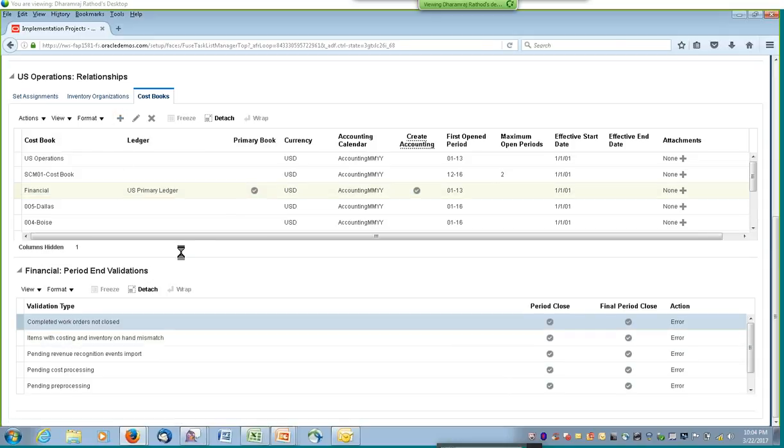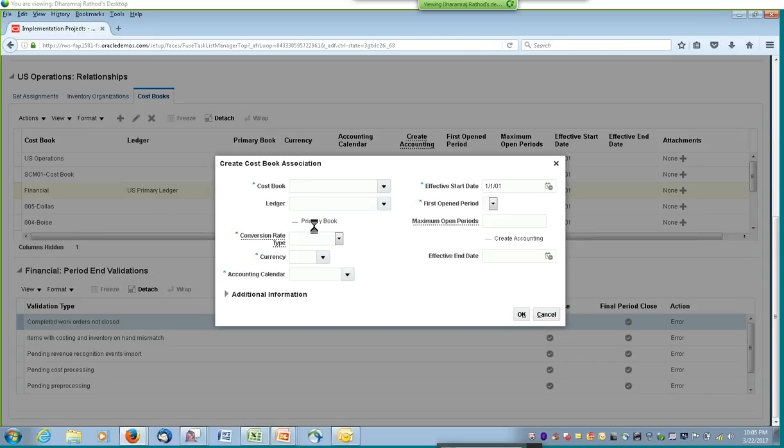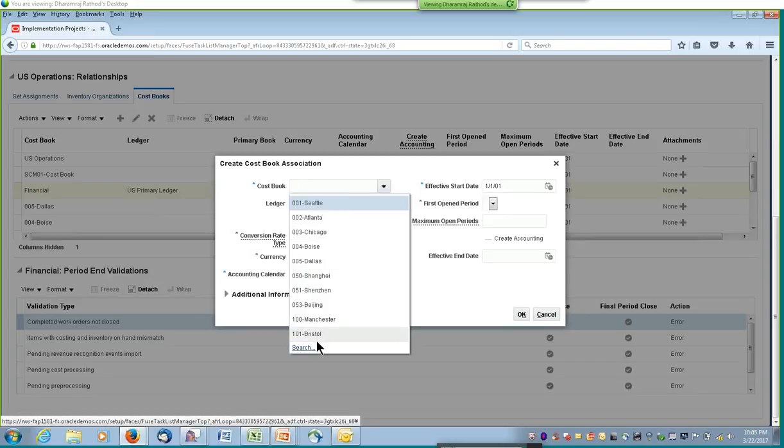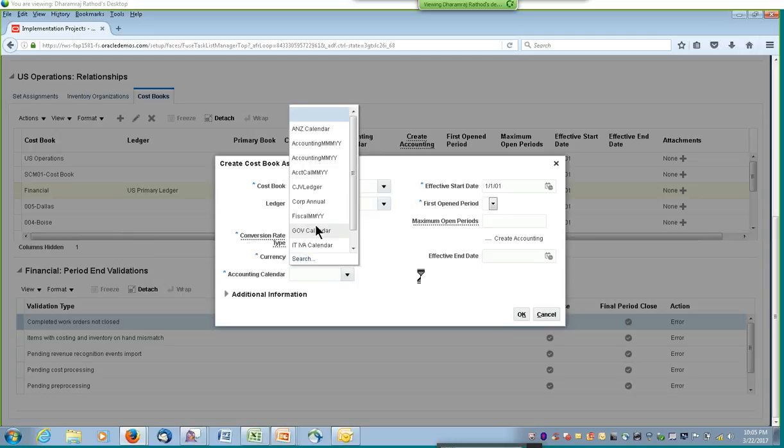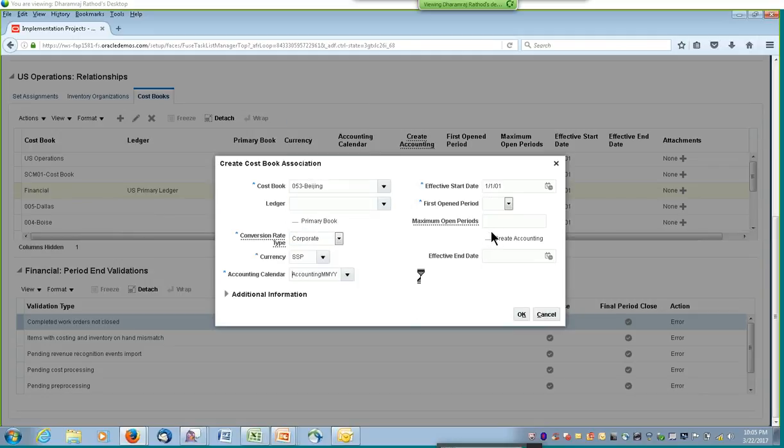I can try and create one cost book. I cannot create it; I'll have to go pull it from there. Let me see if I can find any which are not used here. I'll try that, and I'll make that a ledgerless book. I can select the currency. I'll use dummy data, just for your understanding. Right, and I'll use any other calendar, and it asks which one is your first open period.